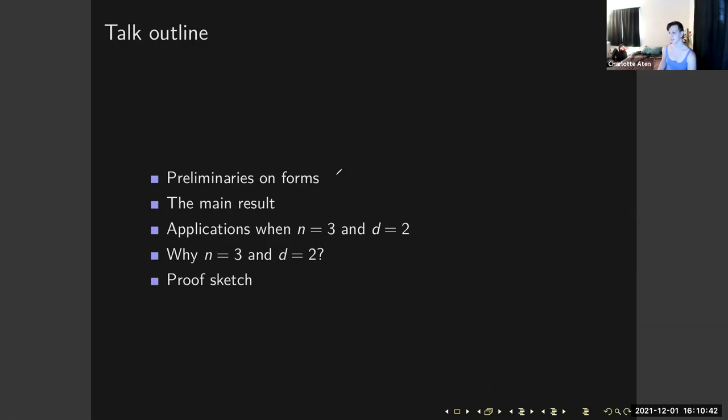Okay, yes, thank you. So I'll talk about some preliminaries on forms. We actually need several new concepts in order to correctly generalize the estimate that Iosevich and Hart gave before. And then I'll give the main result that we have, which is a straight generalization of their geometric estimate from their 2008 paper. And then I'll give an application in the case that n equals 3 and d equals 2, where n equals 3 means we have a ternary, or trilinear, form, and d equals 2 means we're going to be working over F_q squared, the two-dimensional vector space over F_q.